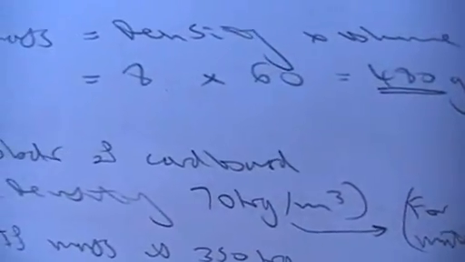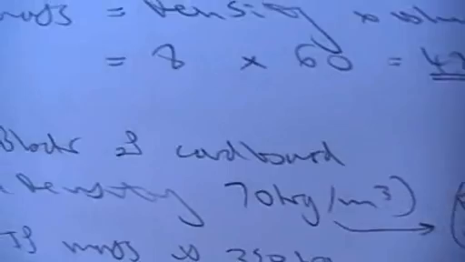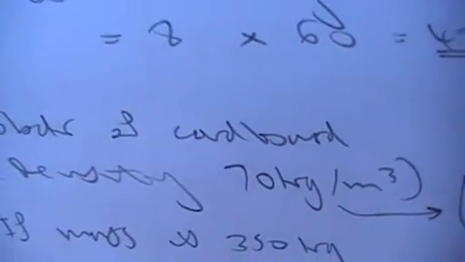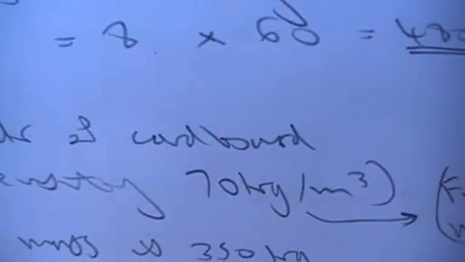Okay, block of cardboard, 70 kilograms per metre cubed. Earlier I said for heavier things you'd use grams per centimetre cubed, but you'd use kilograms per metre cubed for lighter things, because it wouldn't make sense, it would be so tiny to use for something light. You know, one centimetre cubed of cardboard would weigh hardly anything.